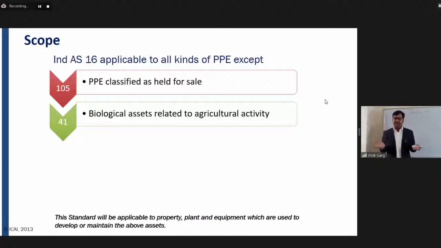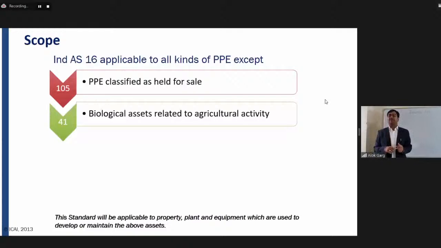For example, a company has two machines. One machine is used in production, and for the second machine, the company has an intent to sell it. That machine is not used in production, or the company does not want to continue it for production, and the intent is to sell it. So in this case, that particular machine will come under Ind AS 105 and not under Ind AS 16.